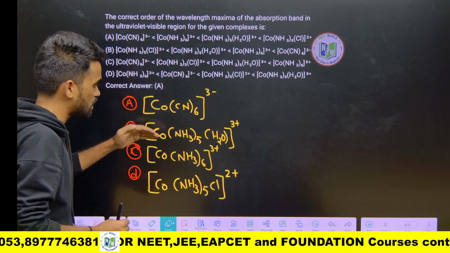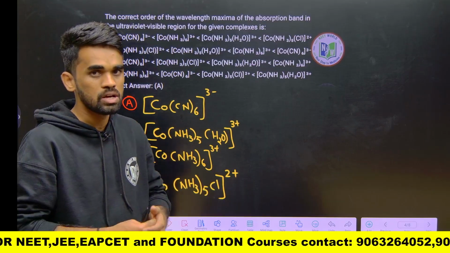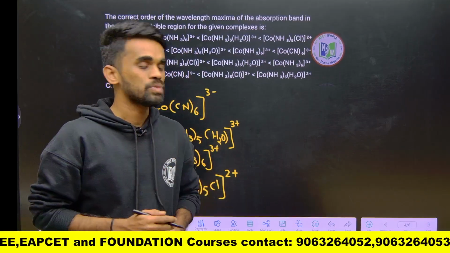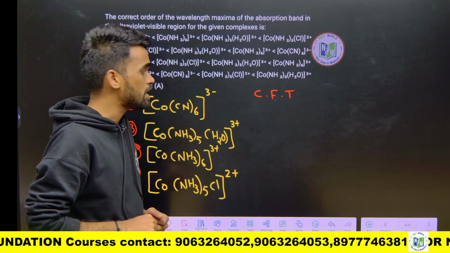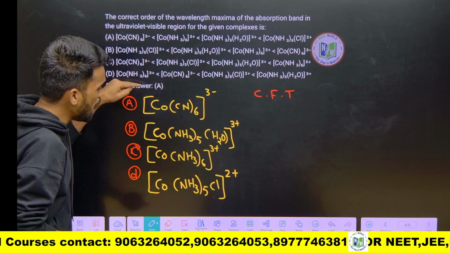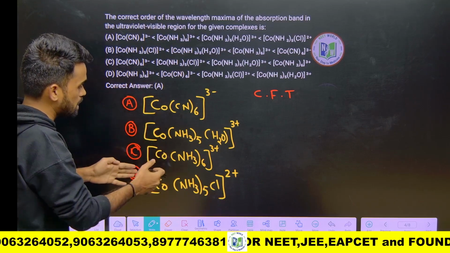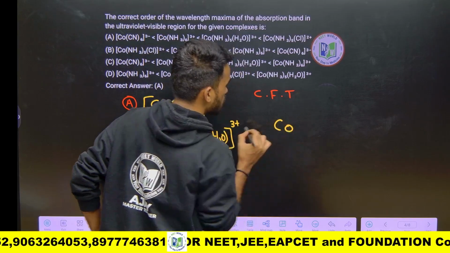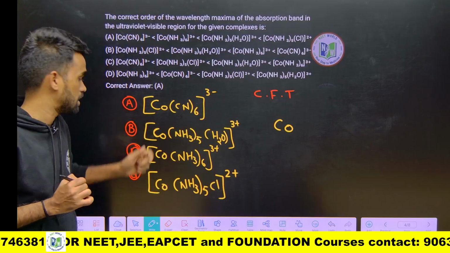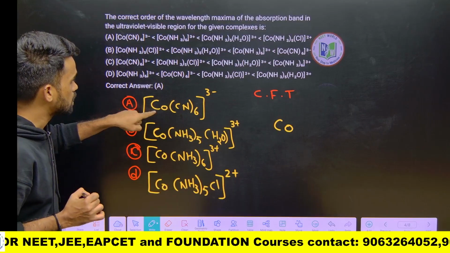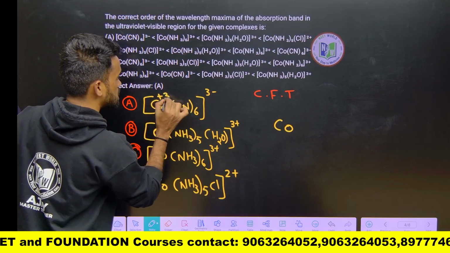Whenever they give 4 complexes and ask for wavelength or energy of absorption, we need to use CFT, that is, crystal field theory. First of all, identify the ligands and the metals. In all these complexes, cobalt is the metal atom. Next, what is the oxidation state of this metal atom? Here there are 6 cyanide ions, with a -3 charge overall, so cobalt has oxidation state +3.